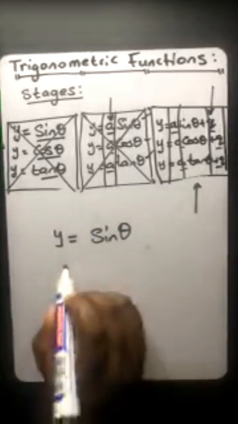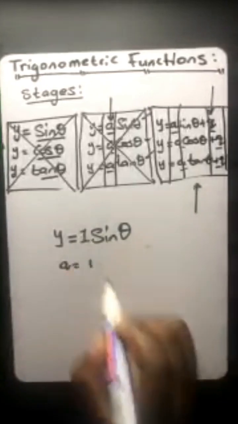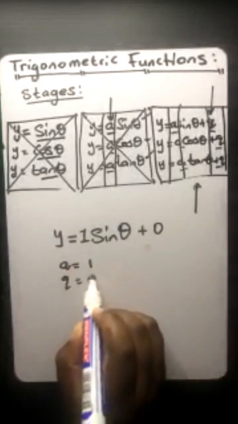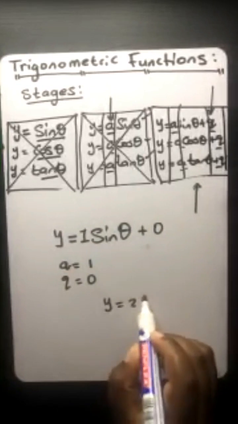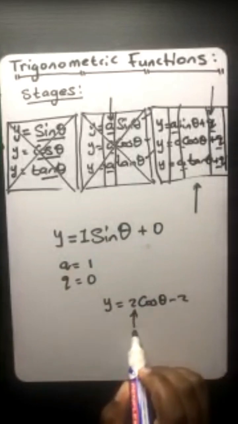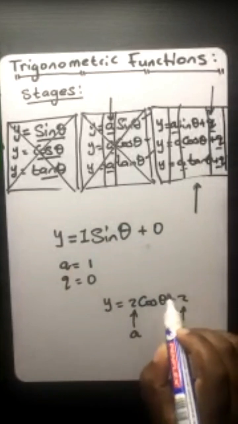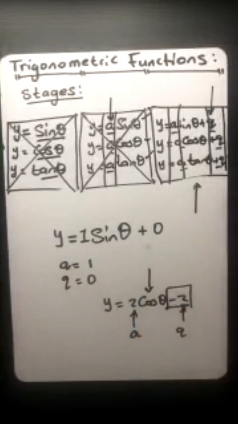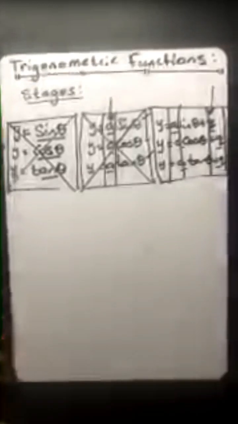100%. The amplitude is equal to an invisible positive 1 there. And that q value there is actually 0 because it is not there. Unlike if you had y equals, let's say, cos of an angle minus 2. Can you see? This is the amplitude and this is your q value, meaning your function of cos has shifted by 2 units downwards. So now let me quickly show you generally how you sketch.